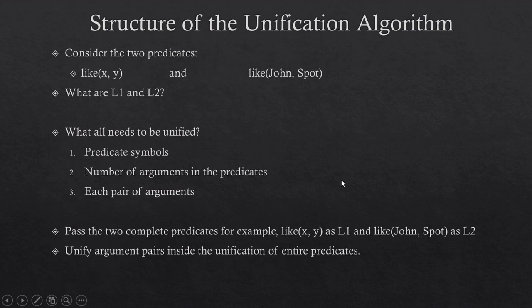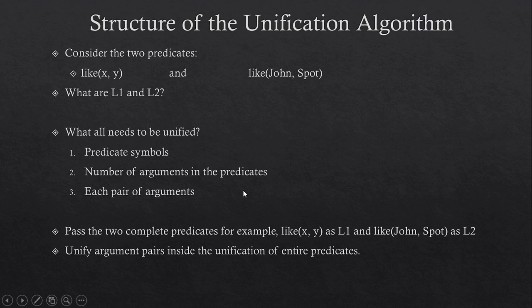Let's see. We know how the unification algorithm works. Can we send only predicate symbols as the input to the algorithm? No, because if the predicate symbols match, the number of arguments needs to be compared. If that matches, the individual argument pair needs to be compared. Let's observe what all needs to be compared. Predicate symbols, number of arguments in the predicates and each pair of arguments. The unification algorithm needs this information through its inputs.